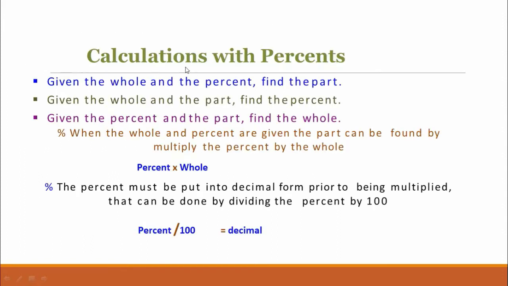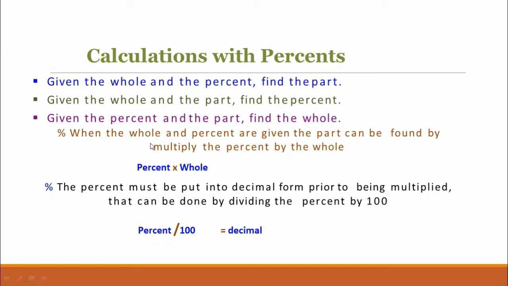Now, calculation with percents. Given the whole and the percent, find the part. As I have already told you, when whole and percent are given, then we can find the part. And when the whole and the part are given, we can find the percent. And when the percent and the part are given, we calculate the whole.